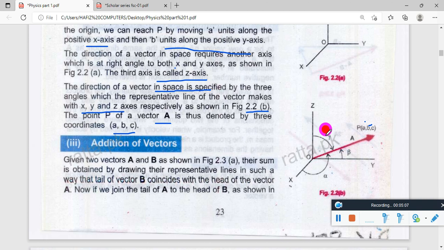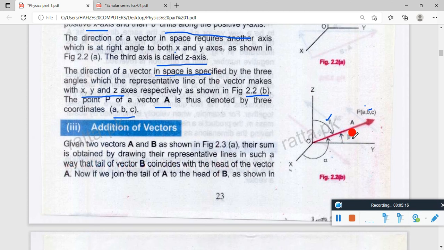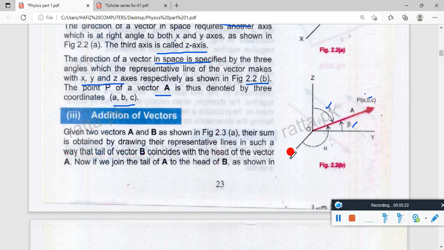This angle is represented as gamma, between the z-axis and this vector A. This angle is beta, which is between the y-axis and this vector A. Between the x-axis and this vector A, the angle is represented as alpha.